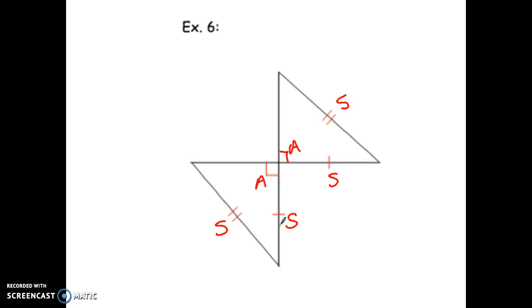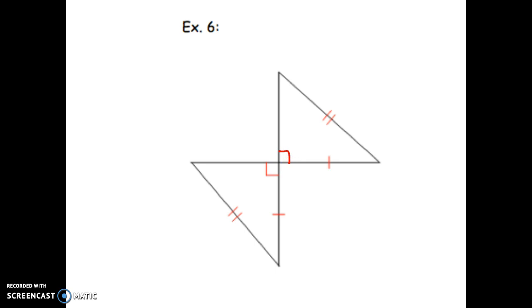But before I decide to mark this not congruent, because I see we have a right angle, I need to check to see if it's hypotenuse leg. So let me go ahead and erase this. Uh-oh. It's not letting me erase. All right, let me just do it manually. Okay, so now that we see that that didn't work, we're going to backtrack. So again, we know that if this one is a right angle, this is also a right angle.